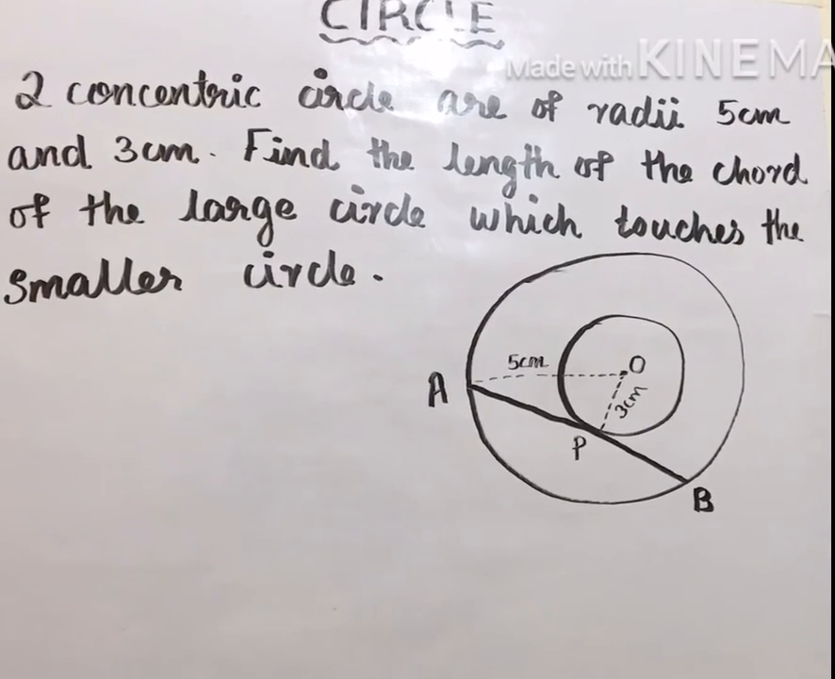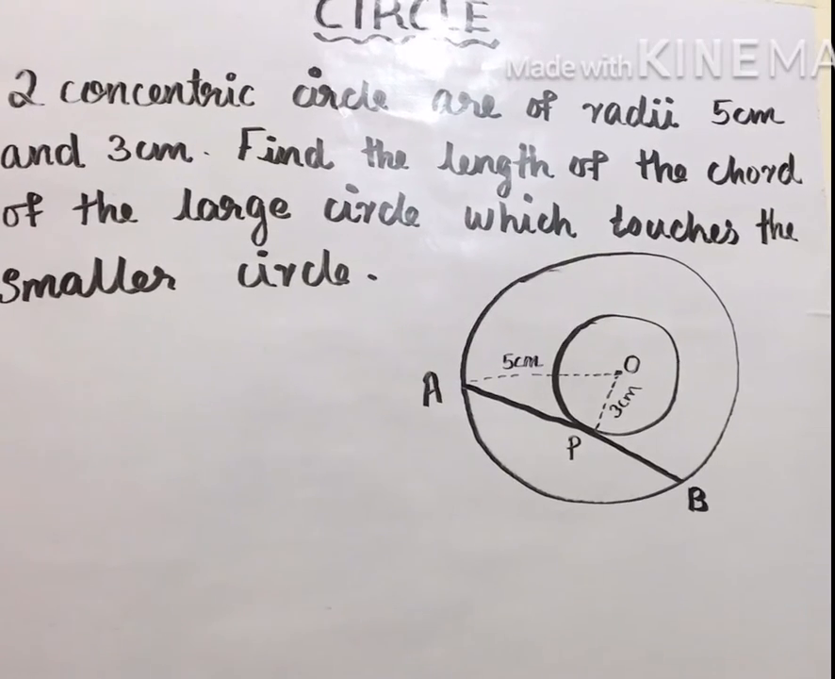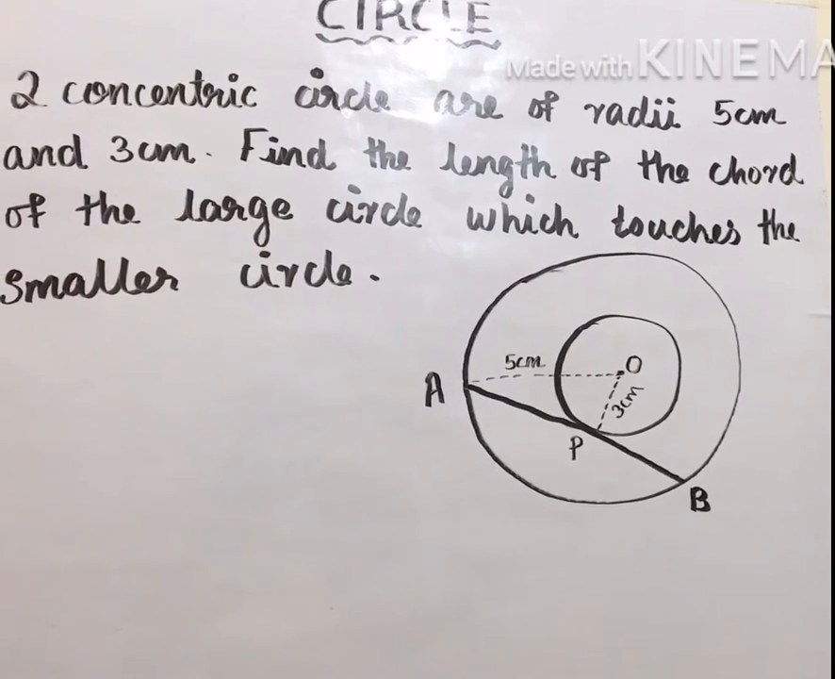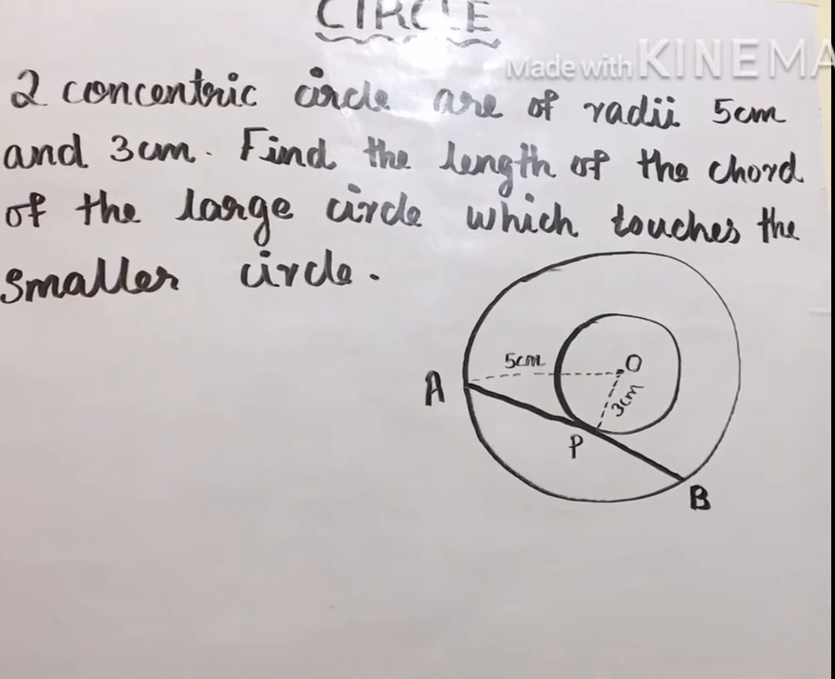This video is related to the chapter Circles in 10th standard CBSE. Here is the question. Two concentric circles are of radii 5 cm and 3 cm. Find the length of the chord of the largest circle which touches the smallest circle.